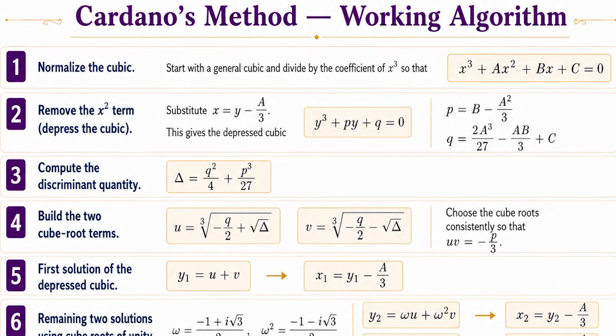Now, having completed the proof, before solving the problems, let us quickly recap the steps to solve a general cubic using Cardano's method. The first step is to normalize. It simply means we have to make the coefficient of x cube 1. So you'll get a cubic equation which is x cube plus ax square plus bx plus c equals 0.